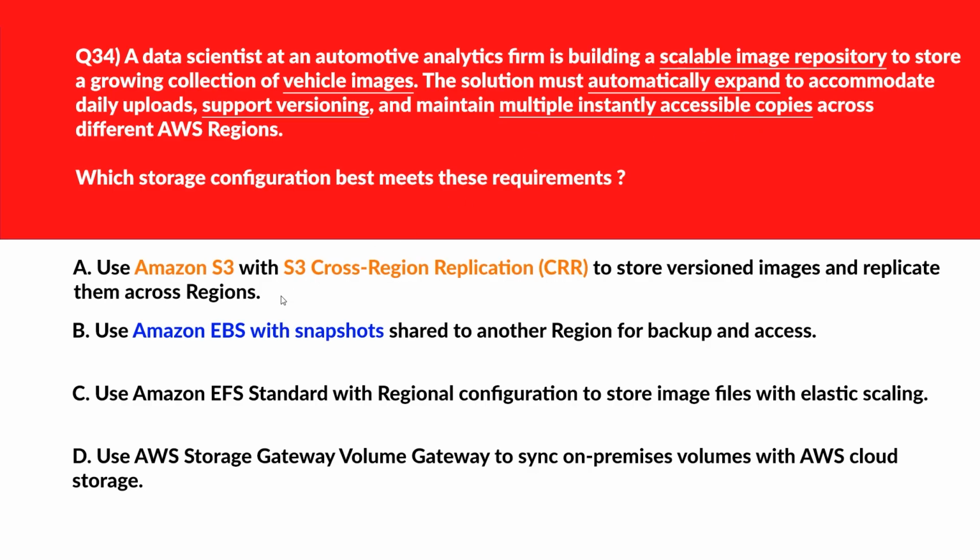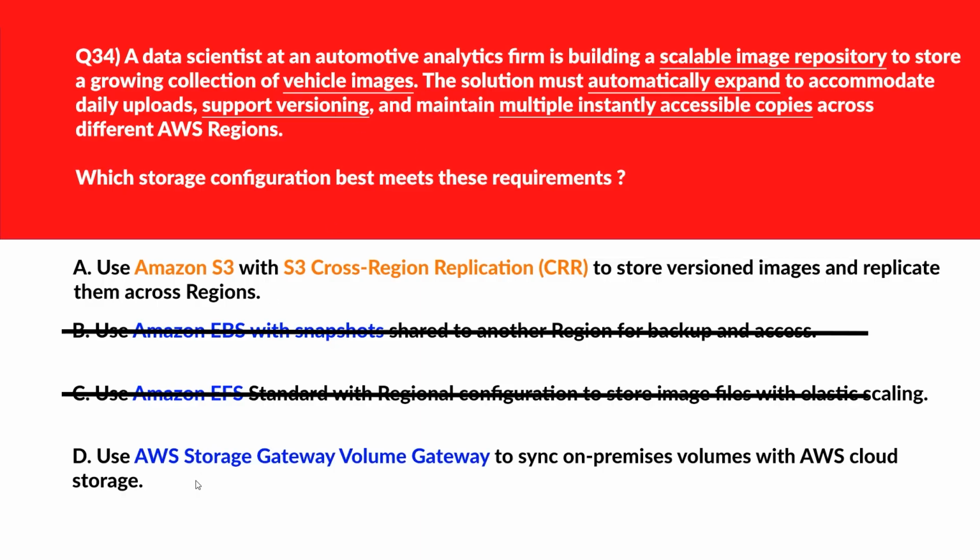Option B says use Amazon EBS with snapshots shared to another region for backup and access. Amazon EBS snapshots are static backups, which is not designed for scalable versioned repositories. Therefore, wrong answer. Let's move to option C. C says use Amazon EFS standard with regional configuration to store image files with elastic scaling. EFS scales but doesn't support versioning or cross-region replication. Incorrect. Let's move to D.